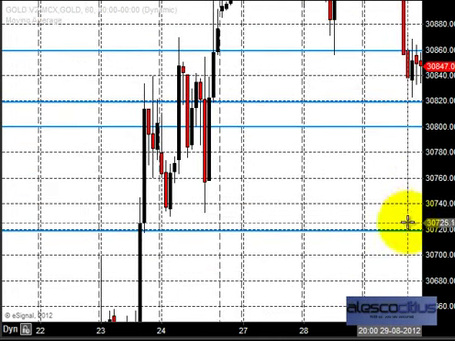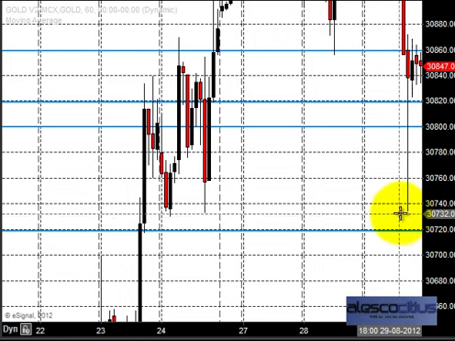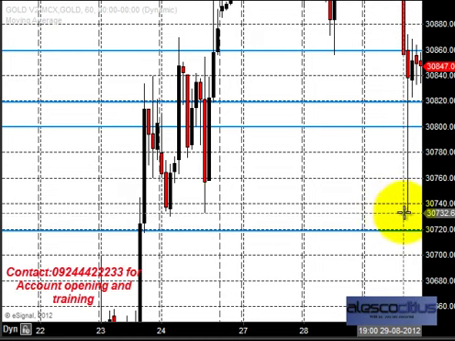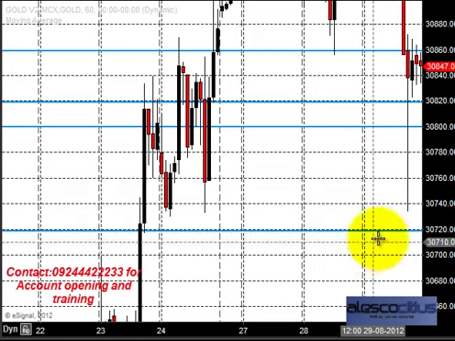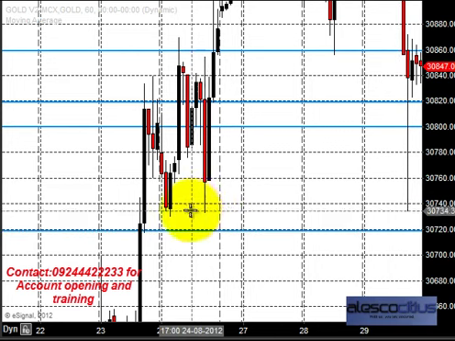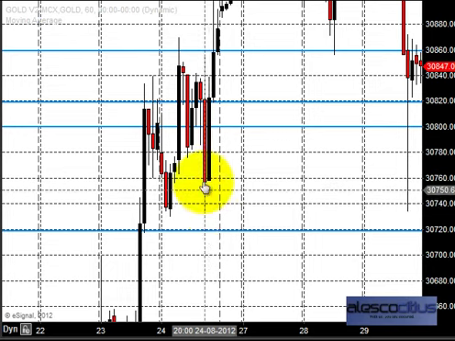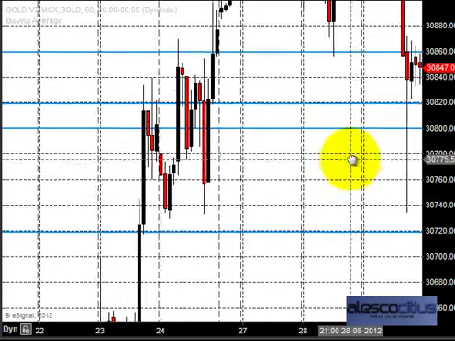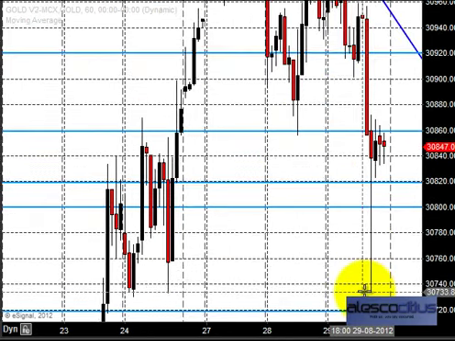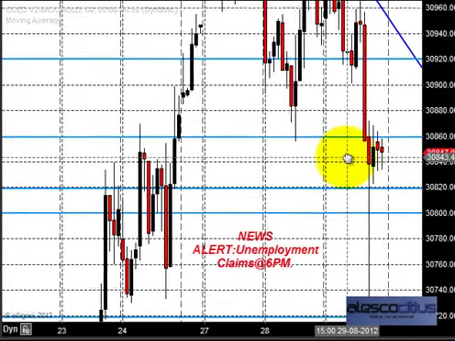So you can see that 30,740 provided some support for this market. We can say that this is 30,720. You can see that on the 24th, the market provided some support here that pulled the market higher. Exactly the same thing happened, taking some support around the zone, and the market was staying here.